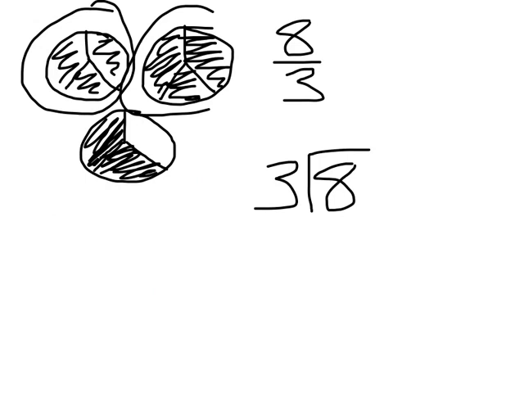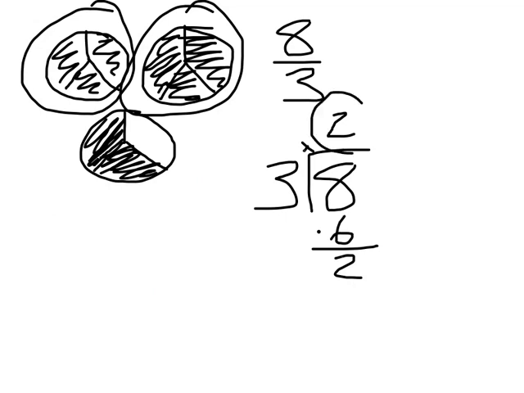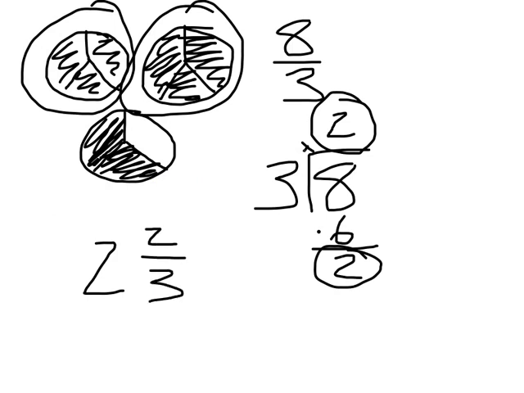I can see from my picture that I have 2 full groups of 3, and I know that if I was dividing, I would have 2 full groups of 3. 2 times 3 is 6, which gives me a remainder of 2. So I have 2 wholes and 2 left over out of 3. So when I convert an improper fraction to a mixed number, I divide my numerator by my denominator. My quotient is my whole number, my remainder is my numerator, and my denominator stays the same.